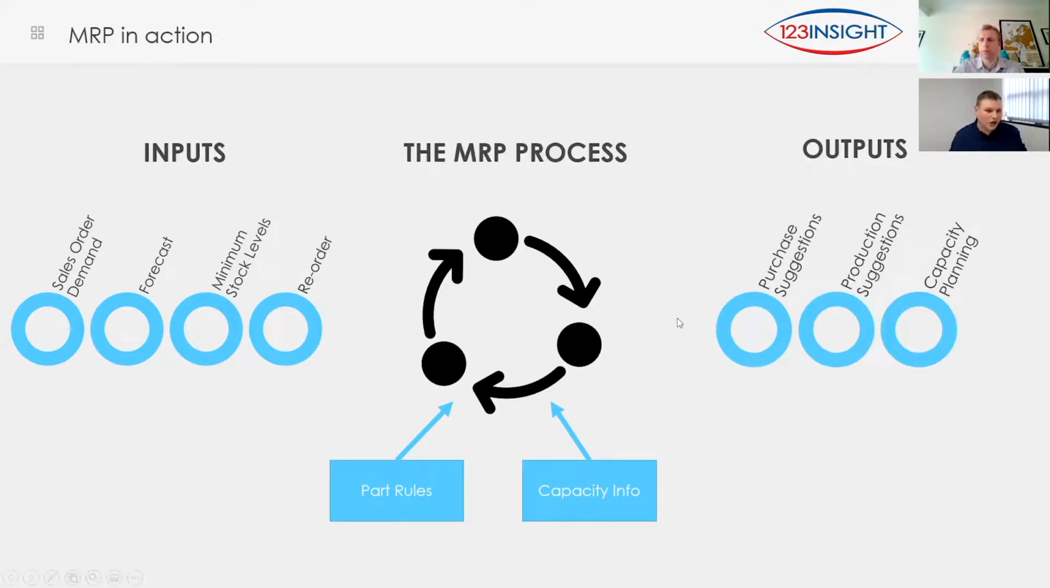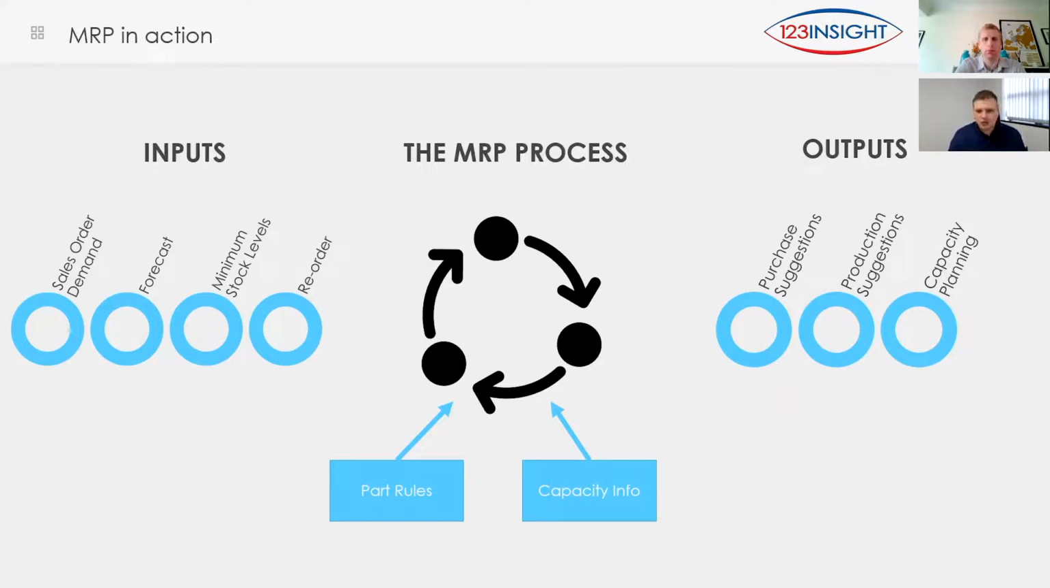What we get from that is a number of outputs. So at the other side of the MRP process, we're going to have some purchasing suggestions, so some things that it thinks we should buy, or perhaps some suggestions to cancel some purchase orders that it thinks we don't need. The same on the production side, some suggestions for works orders, or maybe to cancel or postpone or reschedule some works orders, and a capacity plan. So those are the kind of main outputs that you would get from an MRP2 type system.